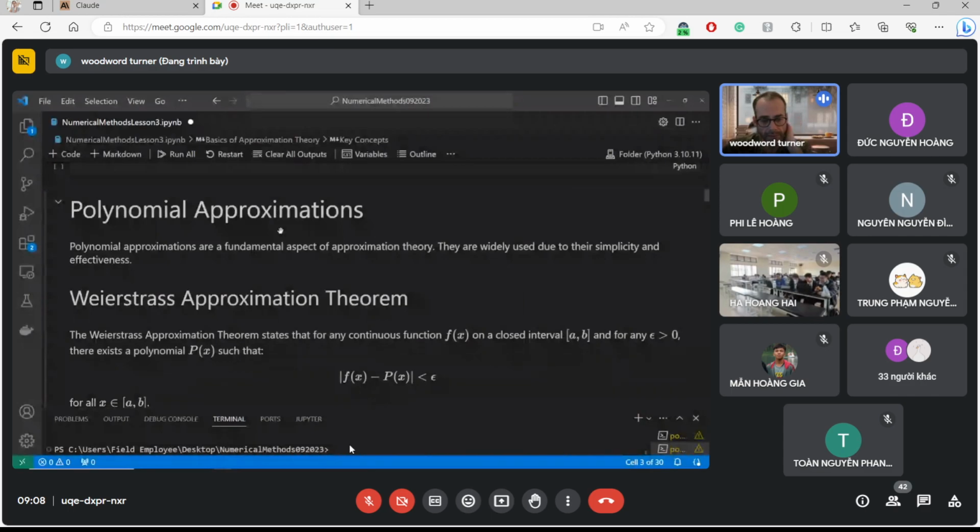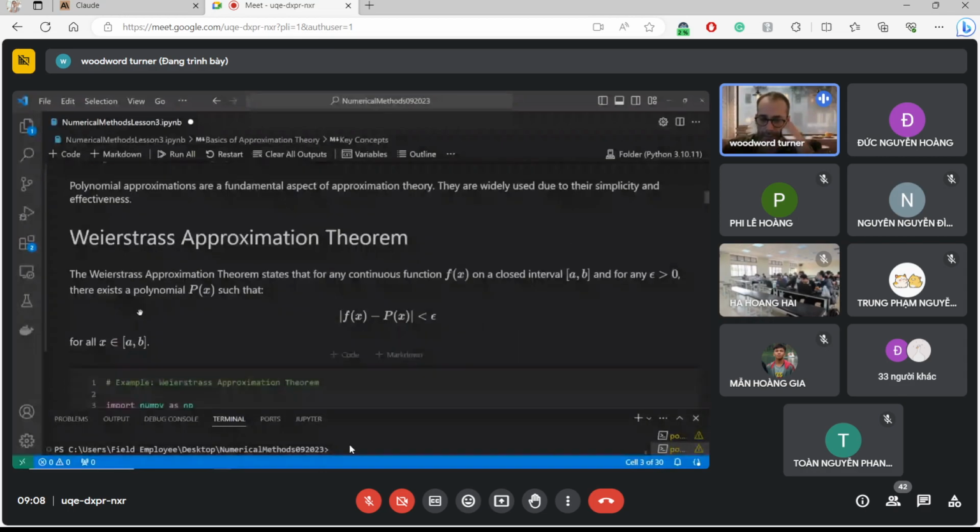And the main reason that we talk about polynomial approximations comes from something called the Weierstrass approximation theorem. The Weierstrass approximation theorem states that for any continuous function f of x on a closed interval [a, b], and for any epsilon greater than 0, there exists a polynomial p of x such that |f(x) - p(x)| is less than epsilon for all x in that interval.